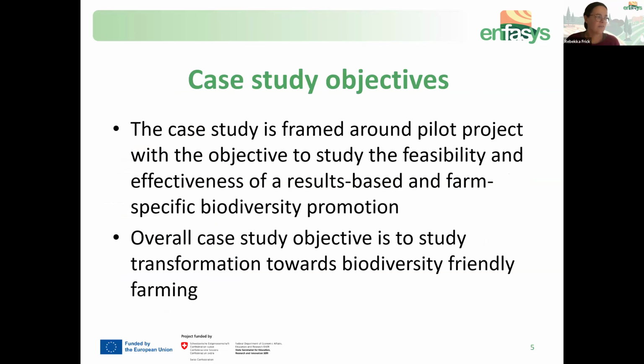So our objective is to actually study the feasibility and effectiveness of results-based and farm-specific biodiversity promotion. But we take this case study as the opportunity, we want to learn from this pilot scheme to understand how policies need to be changed in order to transform towards more biodiversity-friendly farming, more generally speaking.